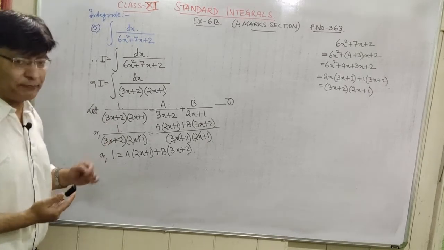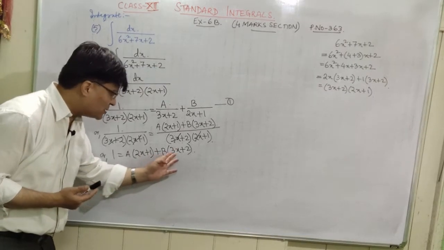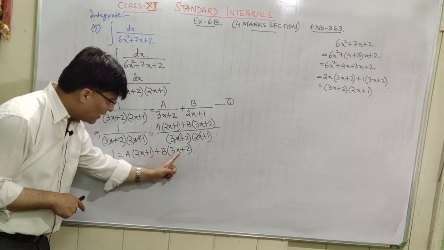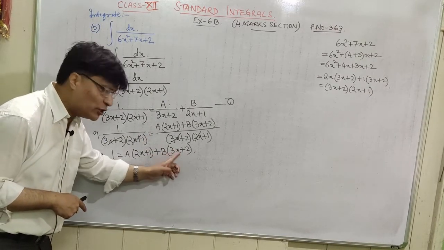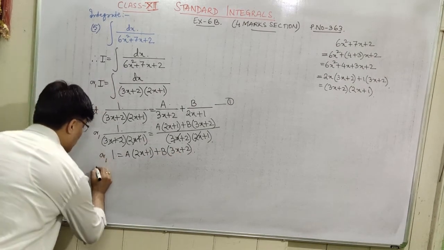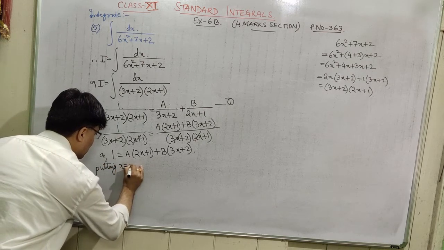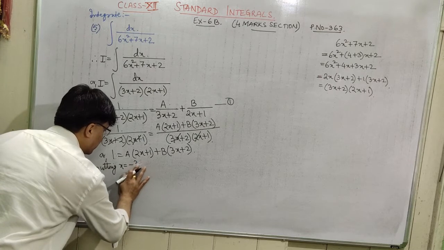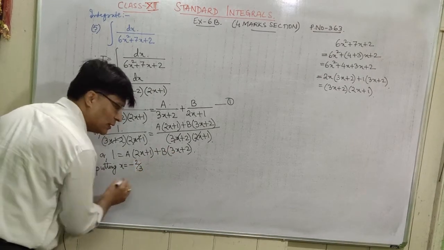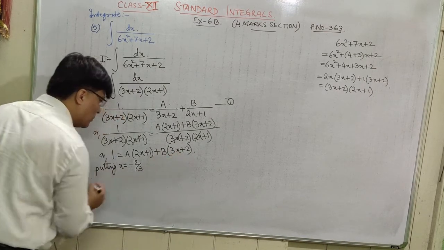So I think you have understood it. In order to get the value for capital A, you have to make the second term 0 by putting some value of x. What is the value for x here, so that B into 0 will be 0? You put x is equal to minus 2 by 3. If you put x is equal to minus 2 by 3 here, this will be minus 2 by 3, the 3 will be cancelled, and minus 2 plus 2 will be 0.